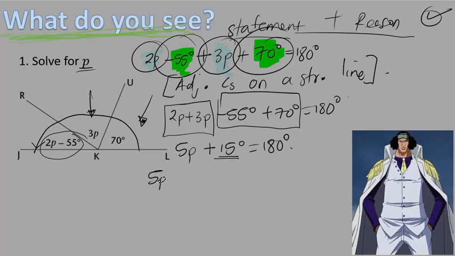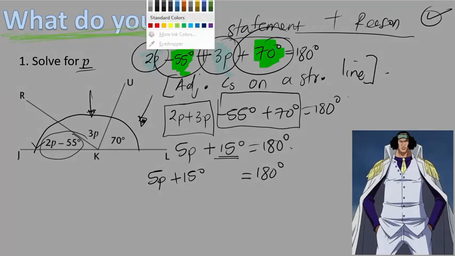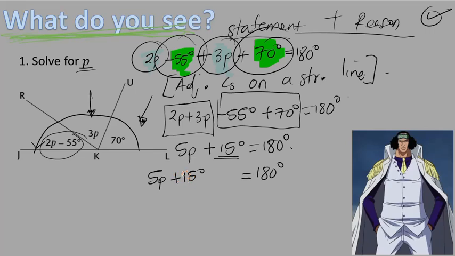So I have 5P plus 15 degrees equals 180 degrees. I have to remove the 15 degrees by the additive inverse. What is the additive inverse of positive 15? That is negative 15 degrees.